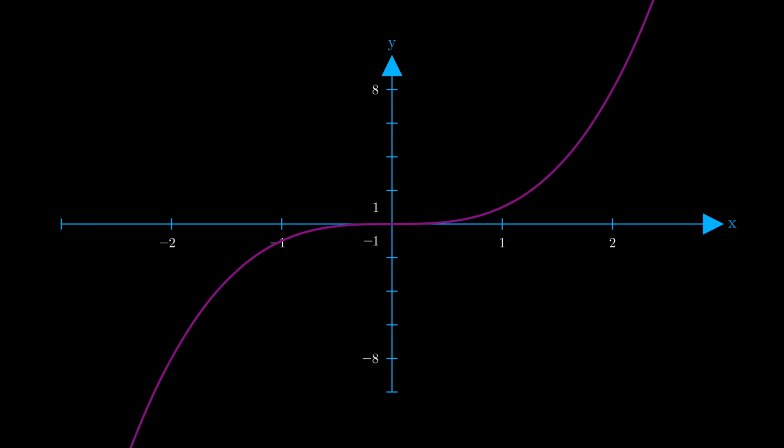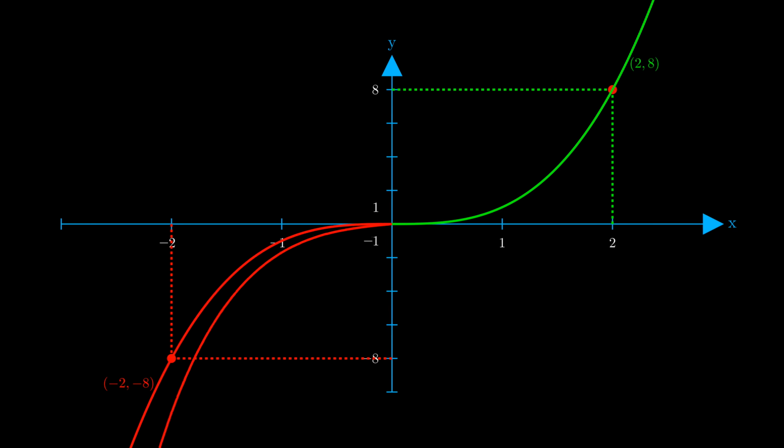Let's take a look at this curve. It's the graph of f of x equals x cubed. Notice how it bends through the origin, and if you rotate it 180 degrees around the origin, it lines up perfectly with itself. That's the visual sign of odd symmetry. But let's prove it with math.